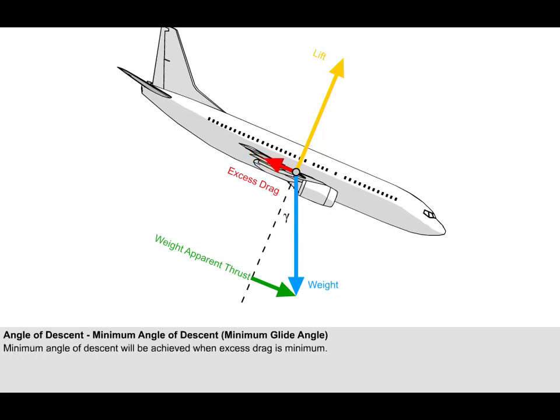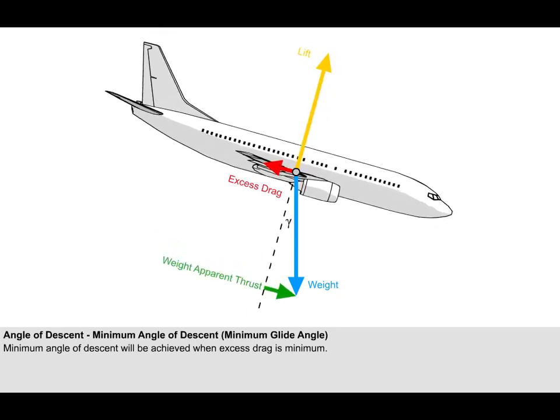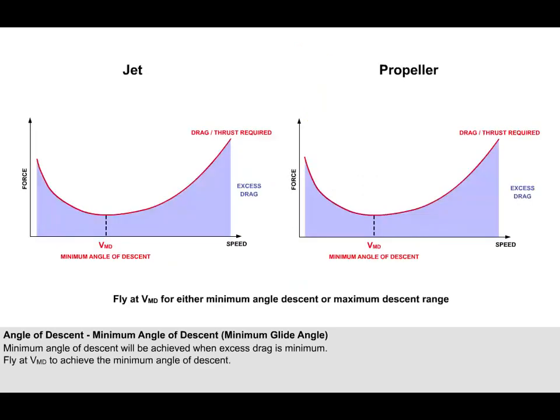If drag were to be decreased, then notice that weight apparent thrust can be decreased by raising the nose by an appropriate margin in order to decrease the angle of glide. From this you can see that if drag were reduced to a minimum, the angle of glide will also be reduced to a minimum. This can also be seen in the graphs. Notice that VMD is the speed found at the bottom of the drag curve. At VMD, drag is at a minimum. Therefore, to descend at the minimum possible angle, the aeroplane must be flown at VMD.